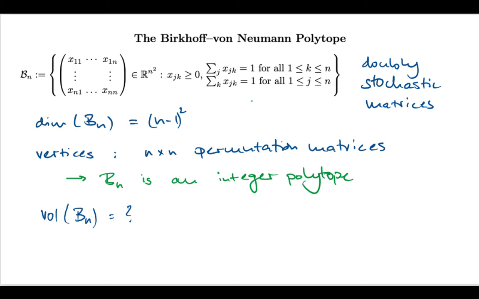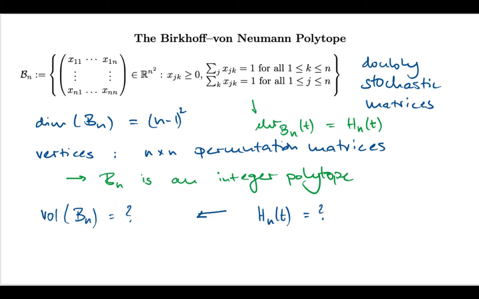We already introduced last time that the Ehrhart polynomial of B_n is the set of all semi-magic n by n squares with row and column sum t, and so we have this counting function that we call h sub n. And so this is really what we're after. We're trying to compute the Ehrhart polynomial, and then the volume of the Birkhoff-von Neumann polytope will follow as the leading coefficient.